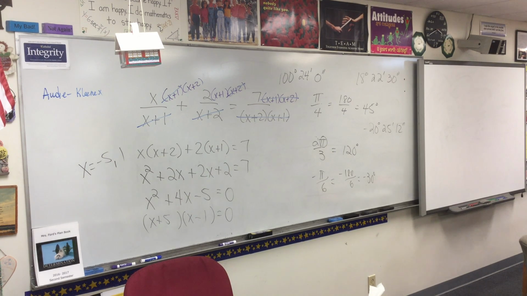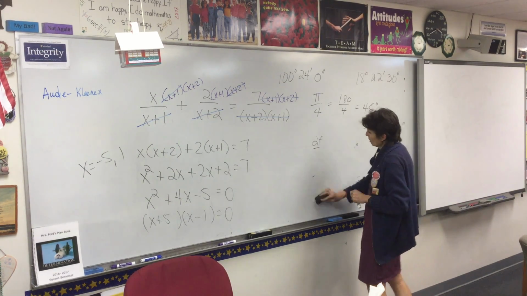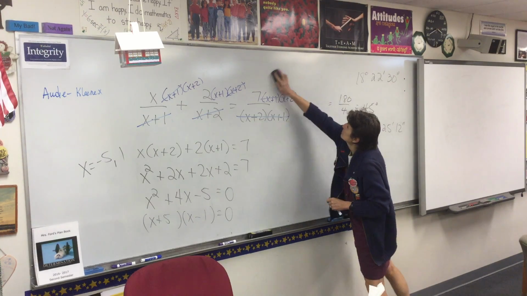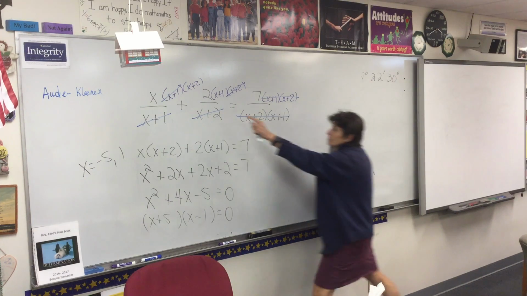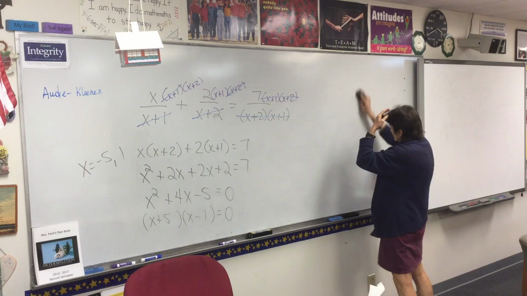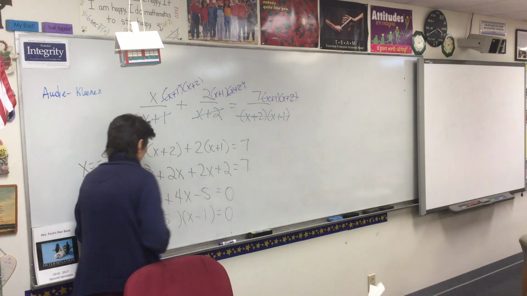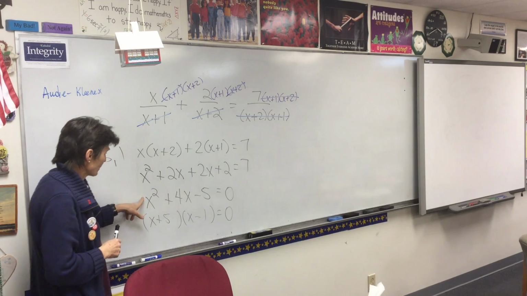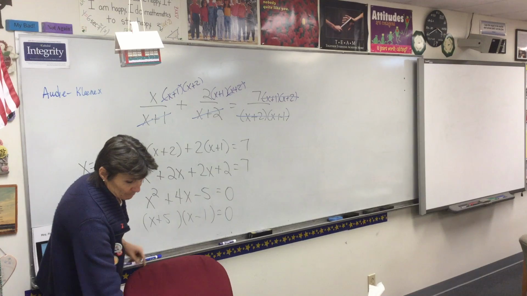So for purposes of the video, we factored this denominator, then we multiplied through by x plus 1, x plus 2. Every term canceled out in the denominators. That's the whole point, to get rid of the denominators and to be left with a solvable equation. This one happened to come out to be quadratic, so we factored it.